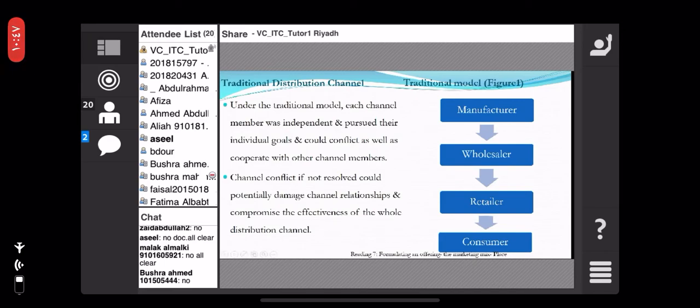Who are the retailers? For example, Banda, Asadhan, Carrefour. These are retailers. The wholesaler will sell the products to the retailer, and further the retailer will sell to the consumers. So under the traditional model, each channel member was independent and pursued their individual goals and could conflict as well as cooperate with other channel members. Channel conflict, if not resolved, could potentially damage channel relationships and compromise the effectiveness of the whole distribution channel.